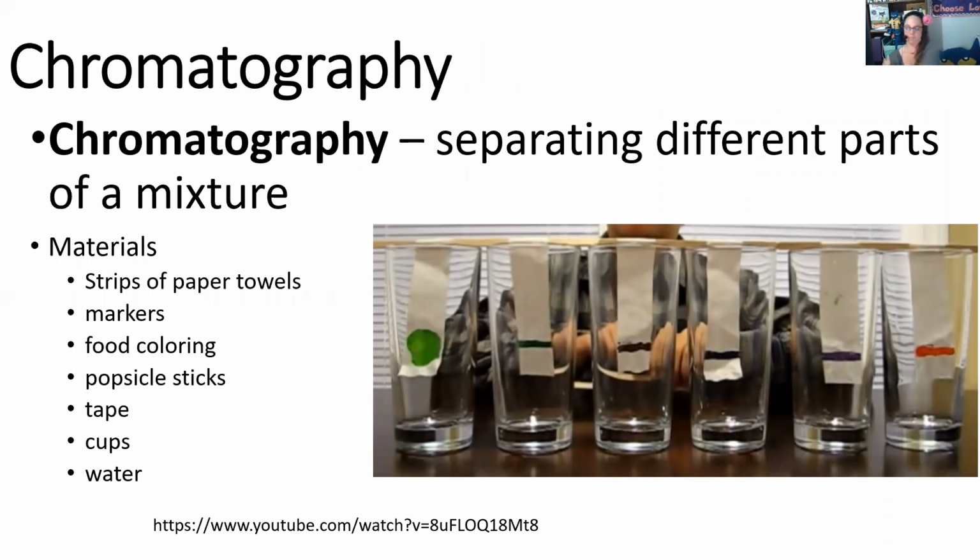Chromatography is separating different parts of a mixture. So to do this activity, you need strips of paper towels, markers, food coloring, popsicle sticks, tape, cups, and water. And what you do is you take a strip of paper towels, or you can use coffee filters, and you draw on it with the marker, and then you place it so that the water just hits the paper towel. And what happens is when the water travels up, it separates the colors that are inside the marker.